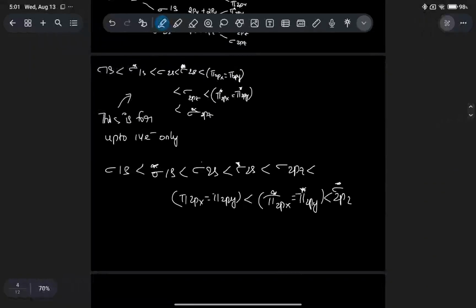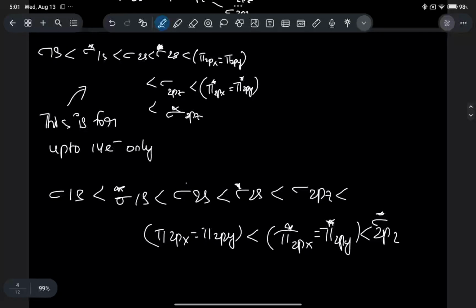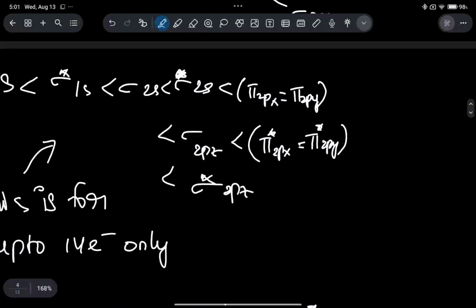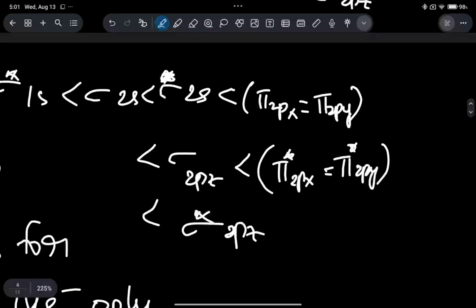Okay, what is the difference between both of them? Here we should write pi 2px is equal to pi 2py, then we should write sigma 2pz.